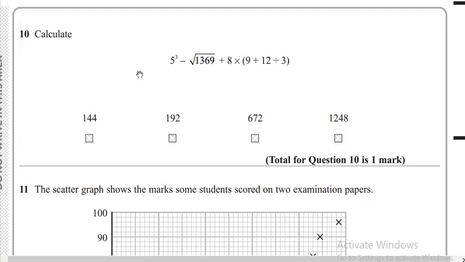Now, the final answer that came to me is 192. So the right answer is 192. As I said, focus on going down from the power here and going out from the root. Because if you don't do this, it will continue writing under the root or continue writing in the power place. Now, let's move on to the next question.